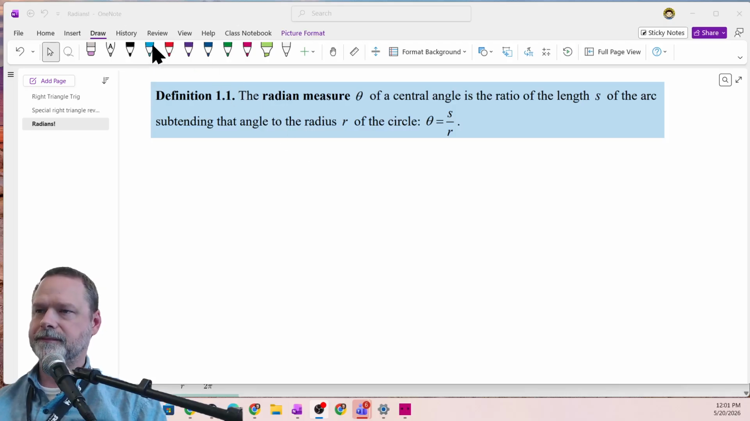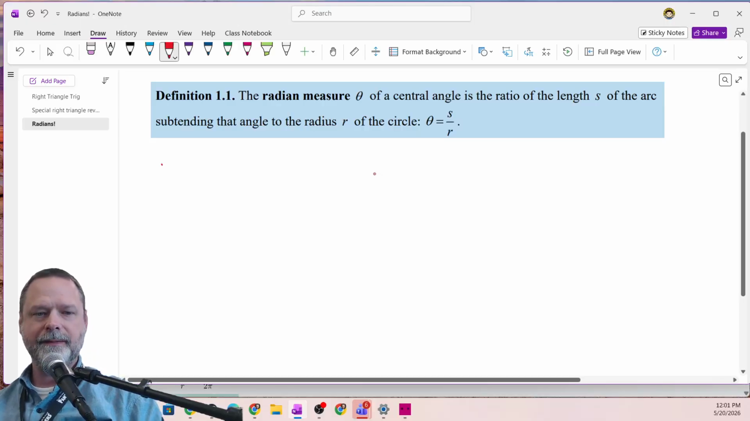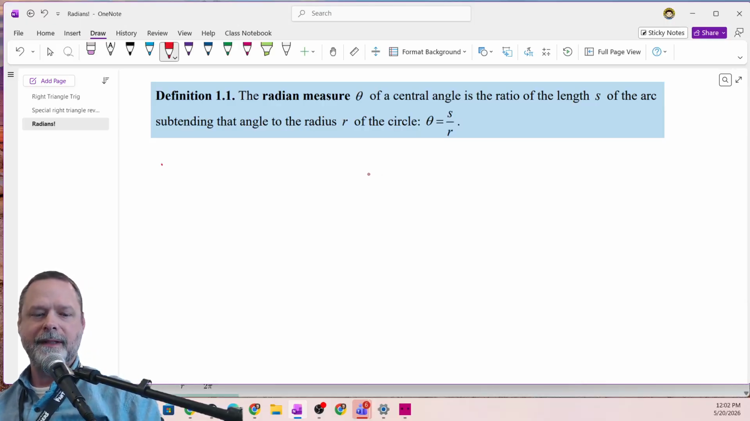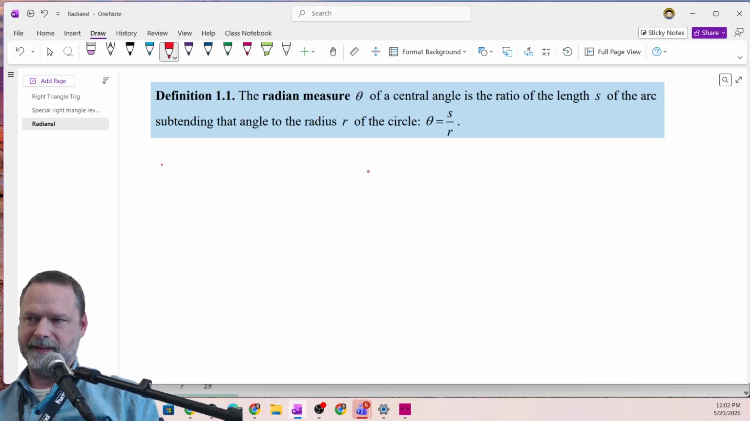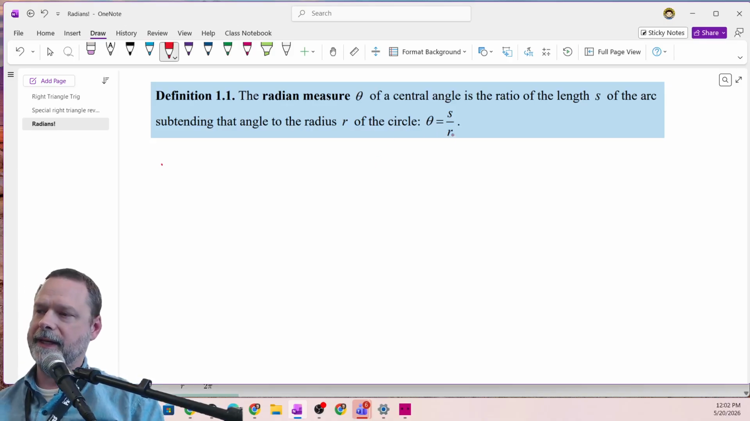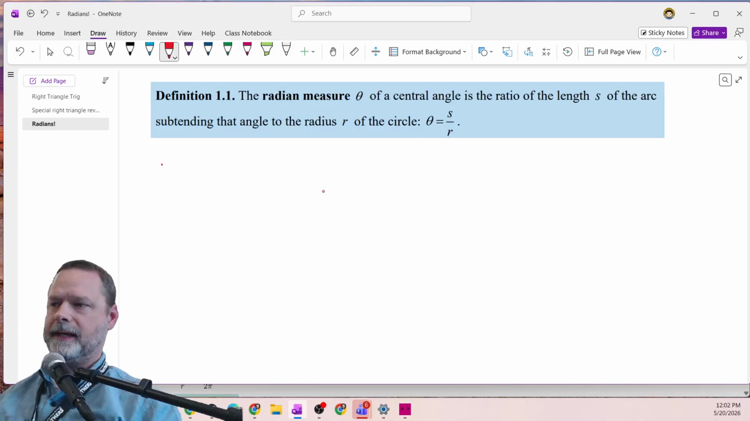Now, often you'll hear it's dimensionless. When we're talking about radians, we have angles measured in degrees, but radians are just the radians. And you can see why it's a ratio. S is an arc length. R is a length. What's a length divided by a length? It's just a number, because the dimensions get canceled out.